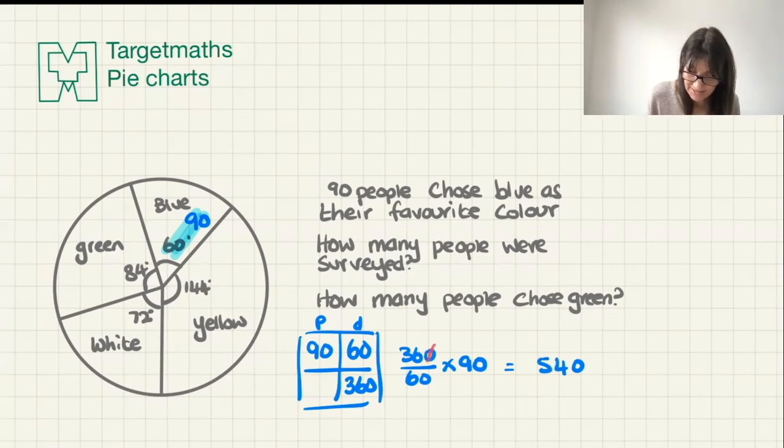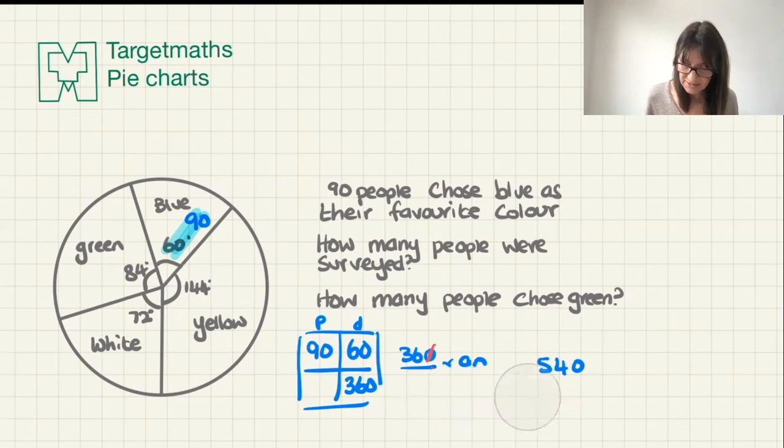Obviously, they cancel off, dividing by 10. 6s into 36 go 6. So you end up with 6 times 90, and then 6 times 9 is 54, add the 0. So you can do this without a calculator as well, which is really good. If the numbers are more complicated, you're going to see this on a calculator paper anyway. But if it comes up on non-calc, the numbers are usually fairly nice.